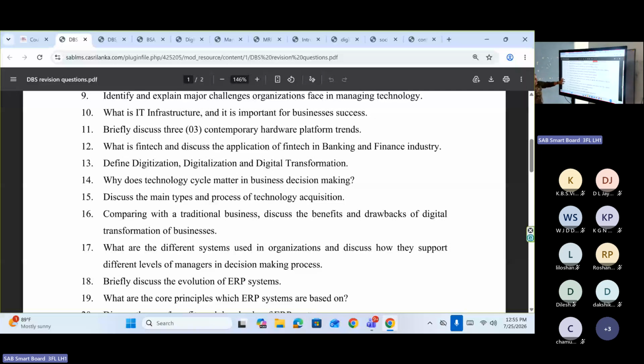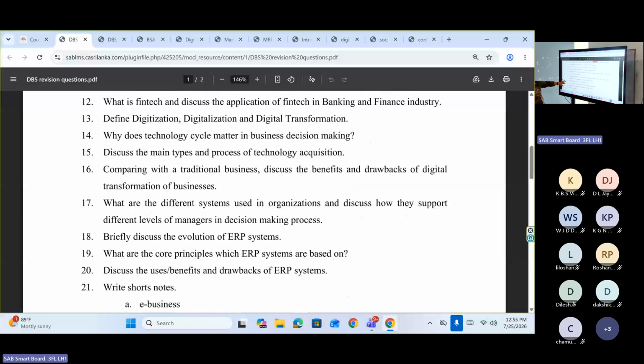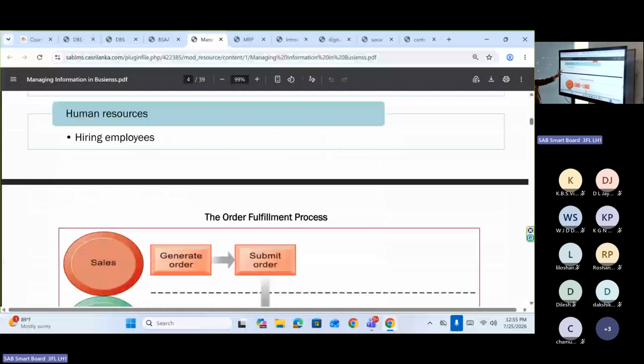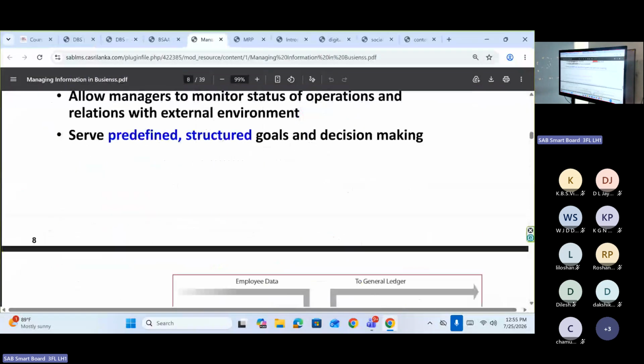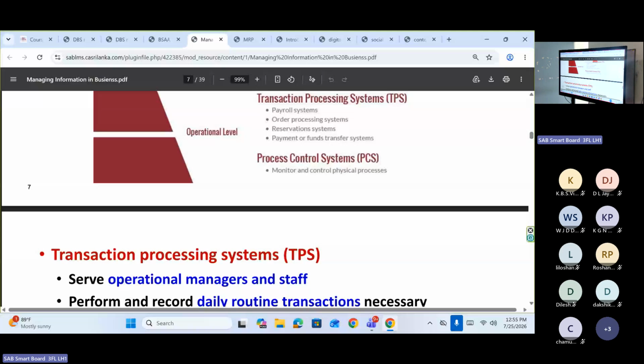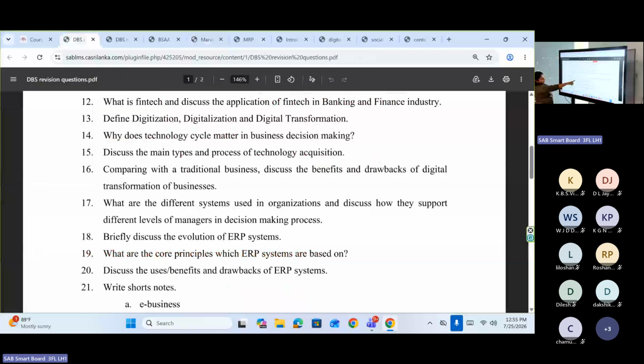What are the different systems used in organizations, and discuss how they support different managers. This is about managing information systems within organizations, and there we discussed that organizations use different types of systems like operational level systems, middle level, and top level systems. Transaction processing system, MIS, DSS, and so on. So mention these systems and how these four different levels work. We discussed the mention of these systems.